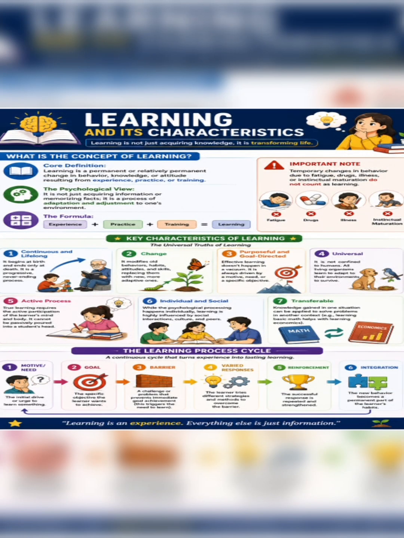Number 4, varied responses. To beat the barrier, you try different strategies, methods, and trial-and-error behaviors. Number 5, reinforcement. When one of those responses succeeds, it is repeated and strengthened. Success locks the behavior in. Number 6, integration. Finally, the successful new behavior becomes a permanent part of your habit and cognitive structure.